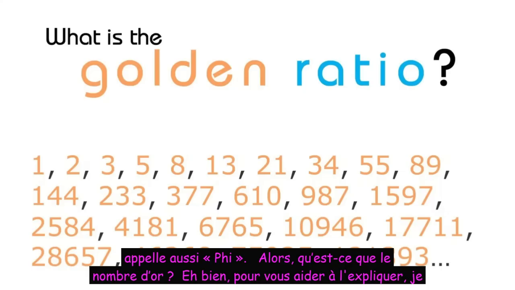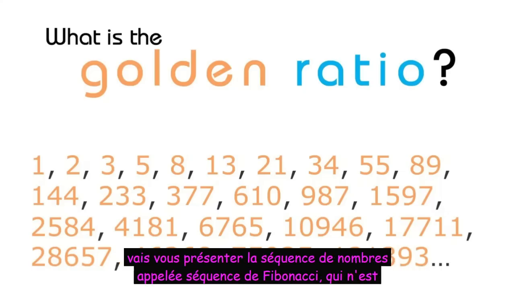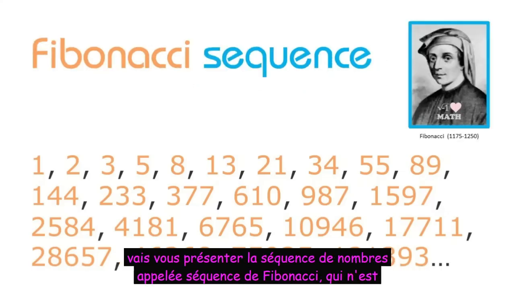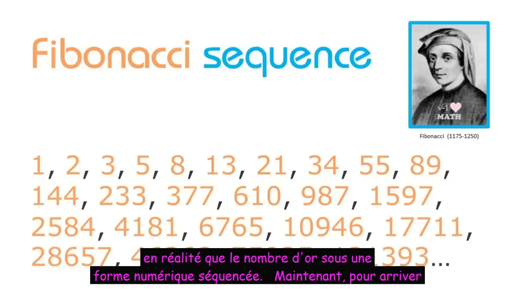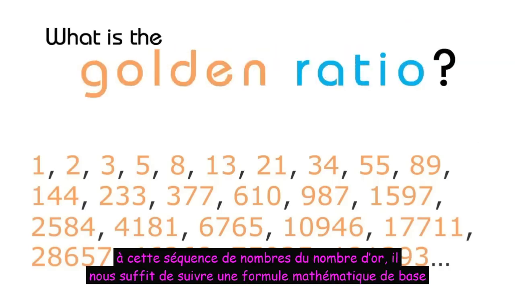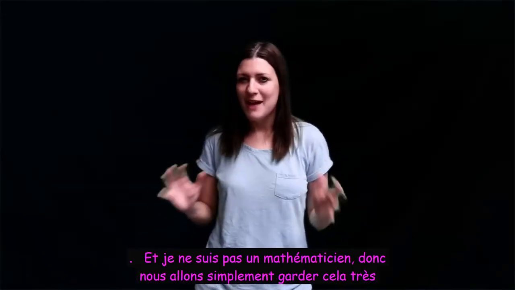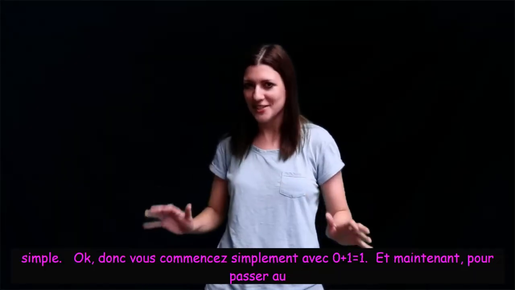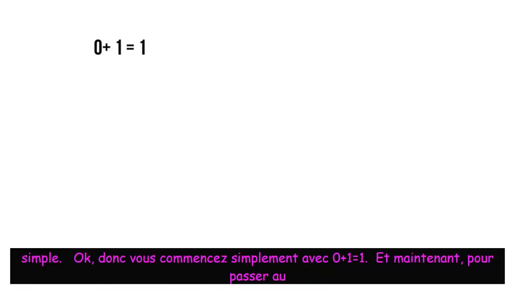Well, to help explain it, I'm going to put out this sequence of numbers called the Fibonacci sequence, which is really just the golden ratio in a sequenced numeric form. Now, to arrive at this golden ratio sequence of numbers, we just need to follow a basic math formula. And I'm not a math person, so we're just going to keep this very simple. Okay, so you just start with 0 plus 1 equals 1.